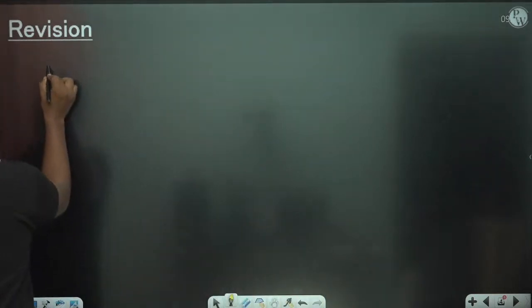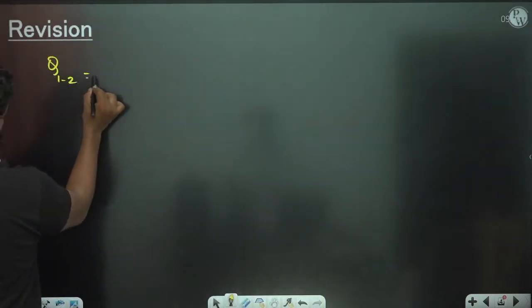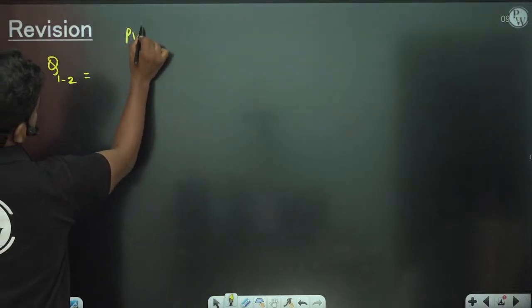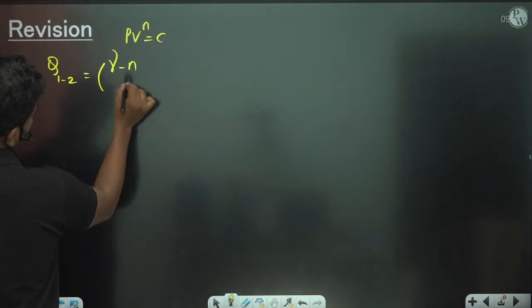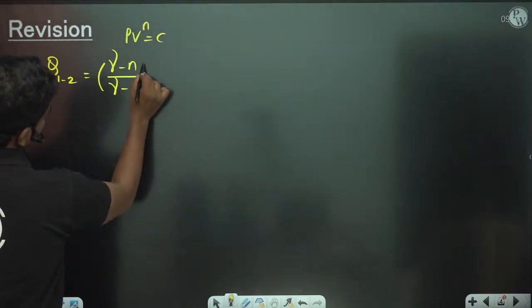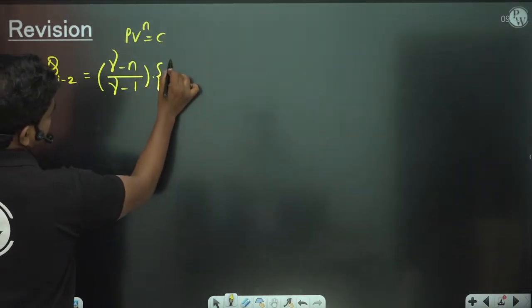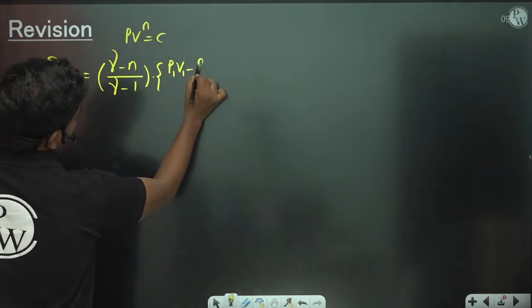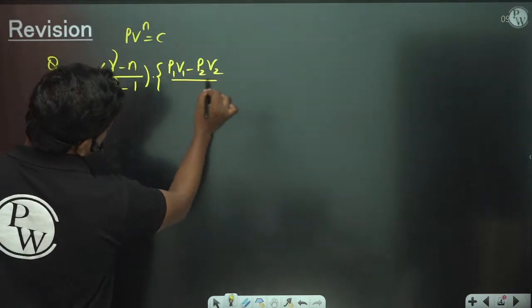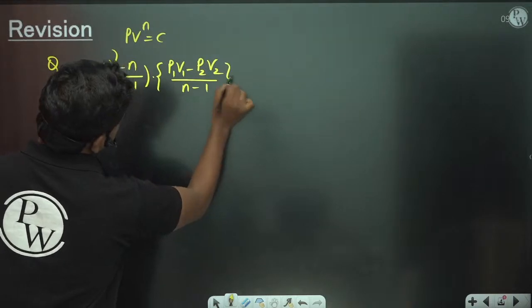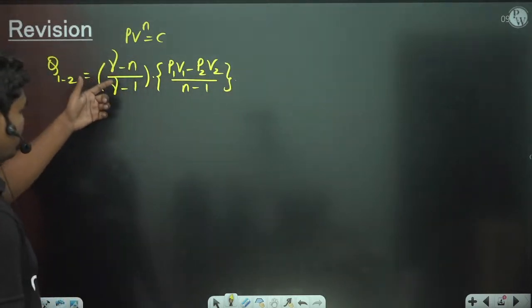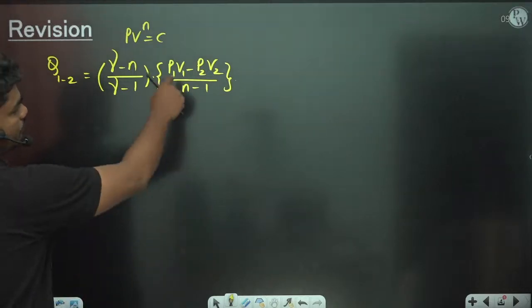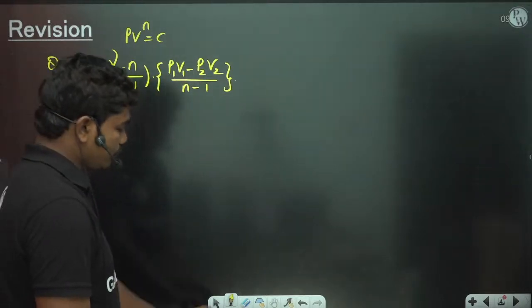We have seen Q1 to 2 in a polytropic process, PV^n equal to constant. This is equal to (gamma minus n) upon (gamma minus 1) times the work interaction, and the work interaction can be written as (P1V1 minus P2V2) by (n minus 1). So this is the work interaction generally in this case, and we derived the expression (gamma minus n) upon (gamma minus 1) into (P1V1 minus P2V2) upon (n minus 1).